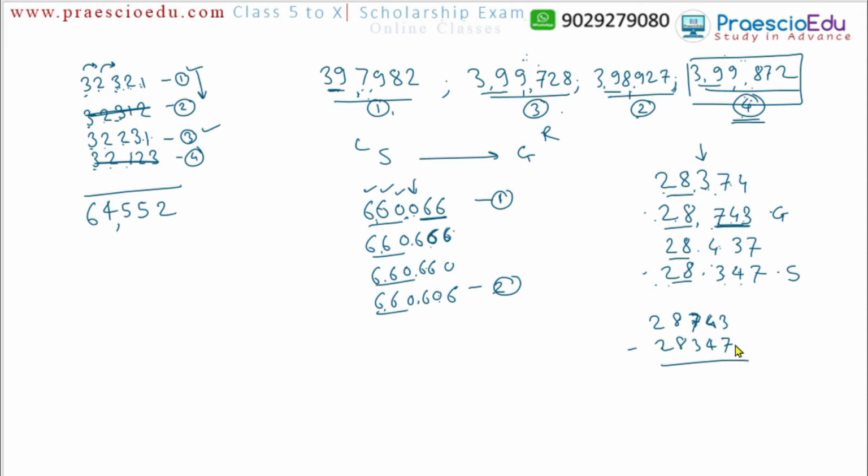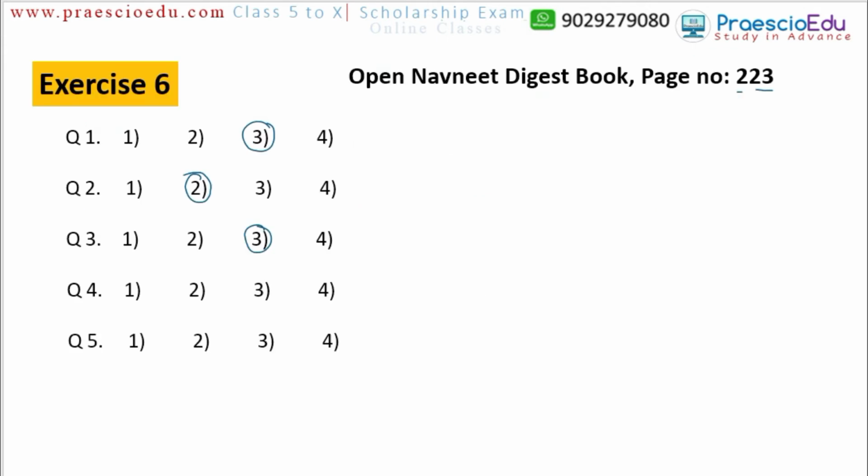Here 13 minus 7 means 6 comes. After this, this is the 13, so here 9 comes, and here 6 means 3 comes. So 396 is our answer, and this is given in option number 4. So for question number 4, option number 4 is the correct one.